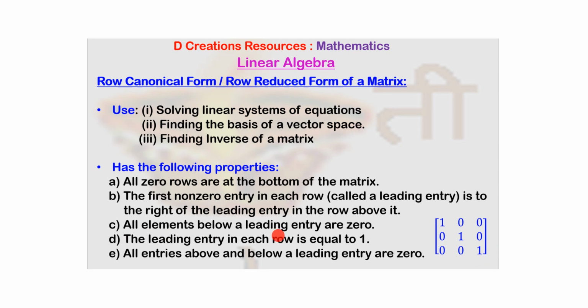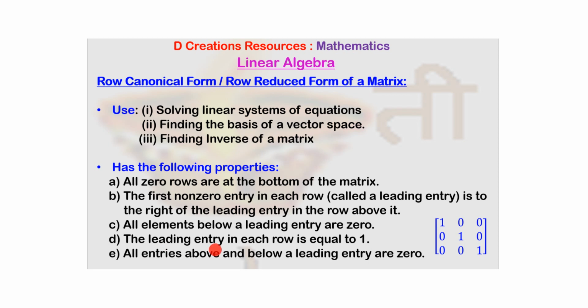Next, all elements below a leading entry are 0. Now this was there for the row echelon form. In fact, it gets modified when we go to row canonical form, and if you see the last characteristic here, it tells you the modification. All entries above and below a leading entry are 0. So here if you look at this row 2, leading entry 1, you can see that above and below, they are all zeros. So in other words you can say that this has to be the only non-zero entry in the column, the leading entry. And the leading entry also has to be 1.